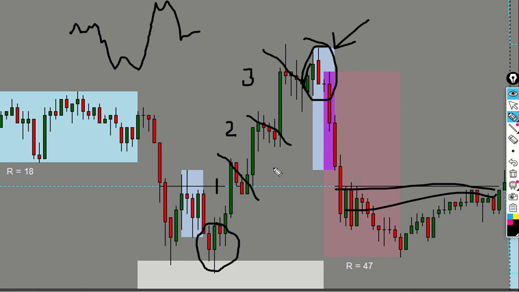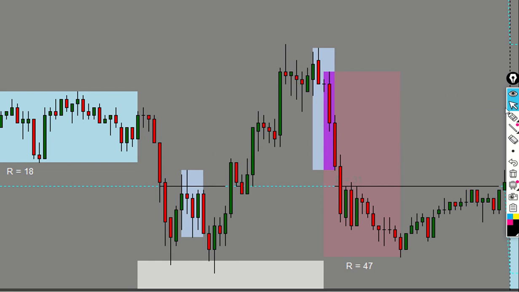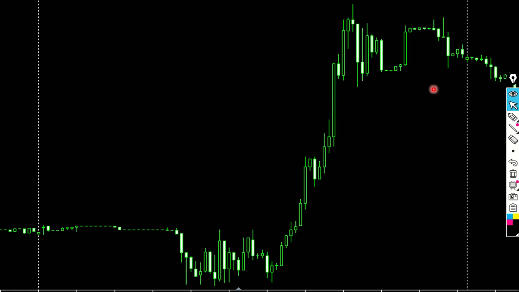Okay, this was another example. Let's look at another one. Okay, this is one of my favorite exotic pairs. I know exotic pairs, there is only one problem with trading exotic pairs, which is the spread.